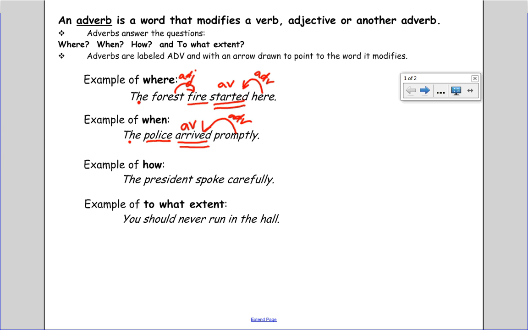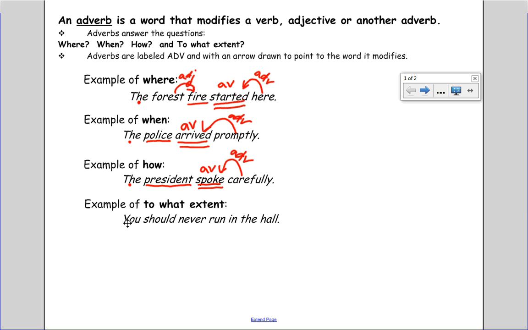Let's go on to how. The president spoke carefully. So president is our subject. What's the president doing? He is speaking, so that's an action verb. And how did he speak? Well, he spoke carefully, so that's an adverb back to spoke. Okay, hopefully you're getting the hang of this. So now we're going to move on to what extent.